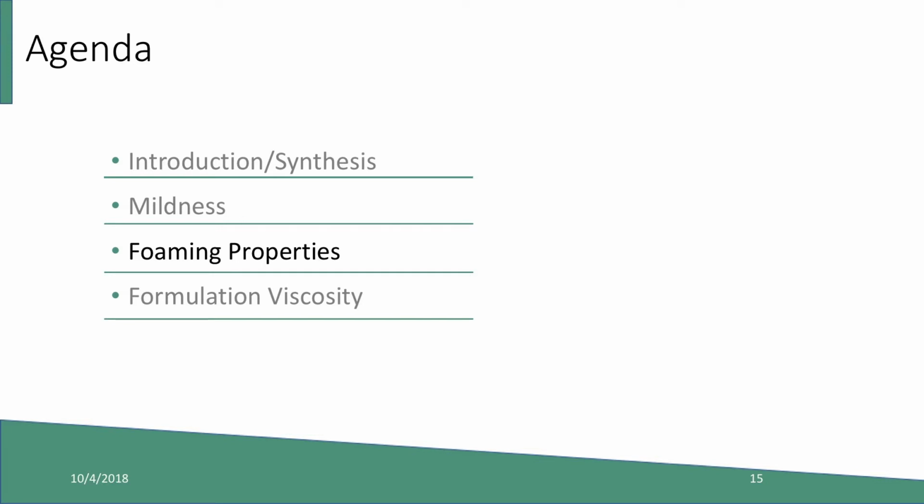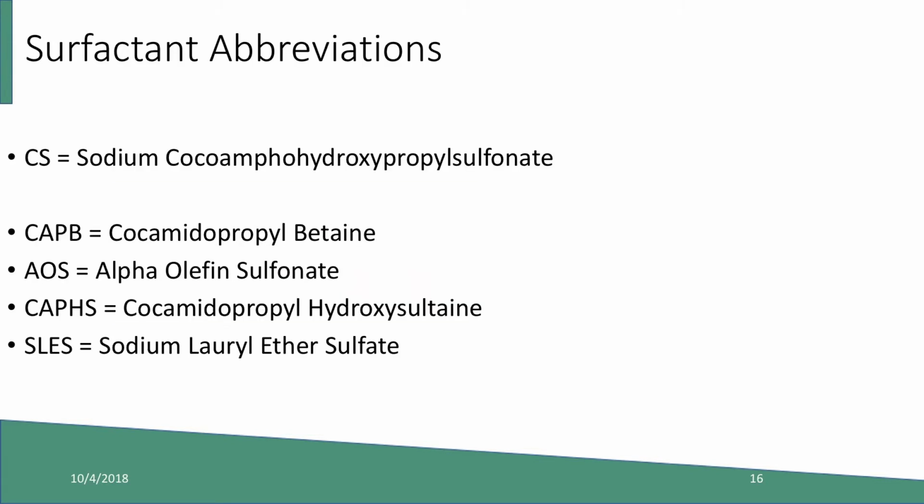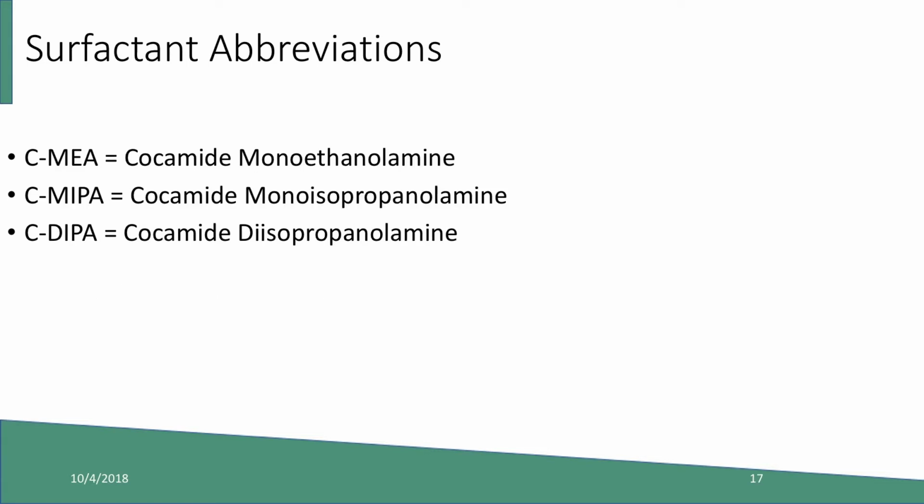Taking a quick look at some of our foaming properties, and before that, there's a lot of heavy data, so I'm going to be doing some abbreviations. CAPB is for the betaine, AOS is alpha-olefin sulfonate, CAPHS is the cocoamphohydroxypropylsulfonate, and SLES is your sodium lauryl ether sulfate. And then we also have our amides that we are comparing to, CMEA, CMIPA, and CDIPA.